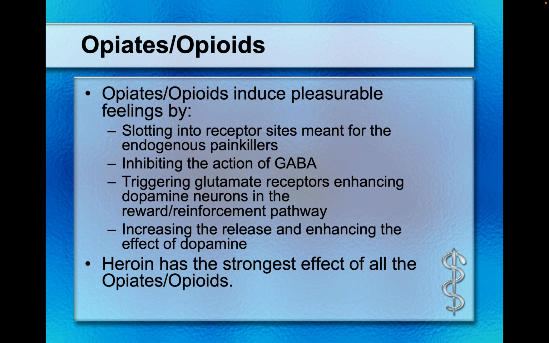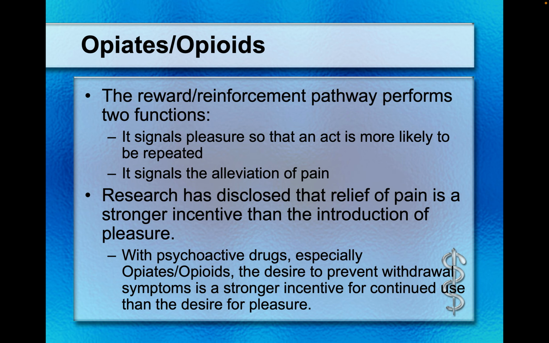Opioids induce pleasurable feelings by slotting into the receptor sites meant for the endogenous painkillers, inhibiting the action of GABA, triggering glutamate receptors, enhancing dopamine neurons in the reward reinforcement pathway, increasing the release and enhancing the effect of dopamine. Heroin has the strongest effect of all the opioids.